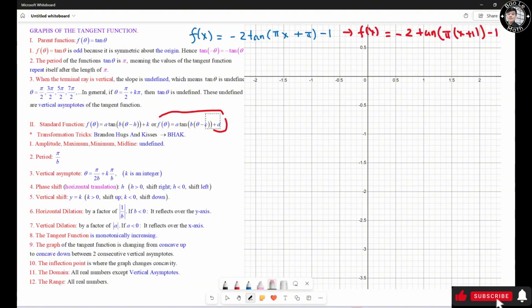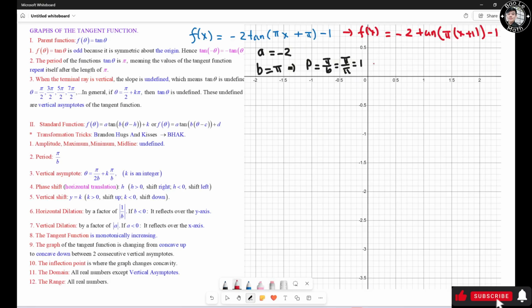Now we need to identify all the values a, b, c, and d. So we have a equals negative 2. It tells us that this is the vertical dilation by a factor of 2, and there is a reflection because you see the negative sign. Next, you have b equals pi. After you have b, you need to calculate the period. So the period should be pi over b, pi over pi, so it's going to be 1.